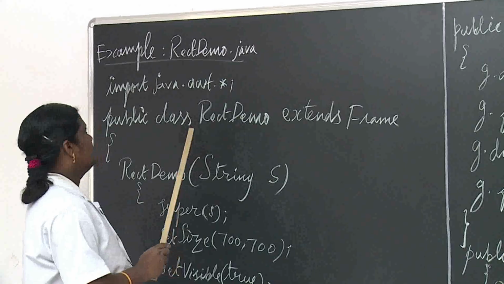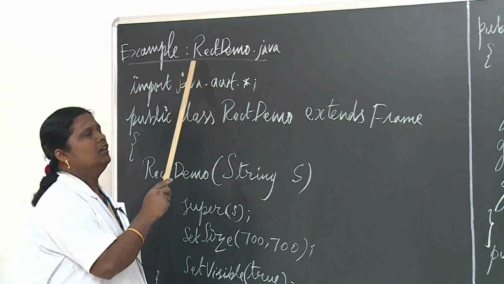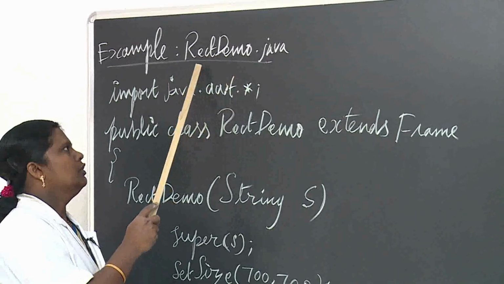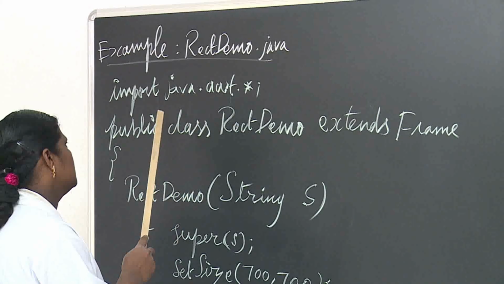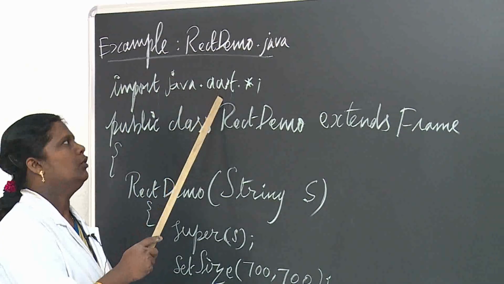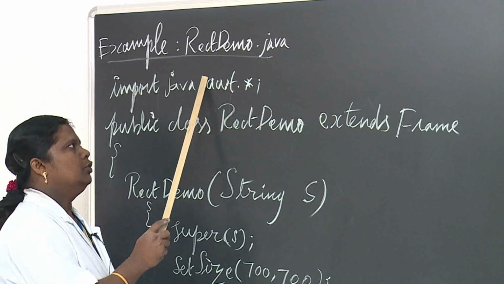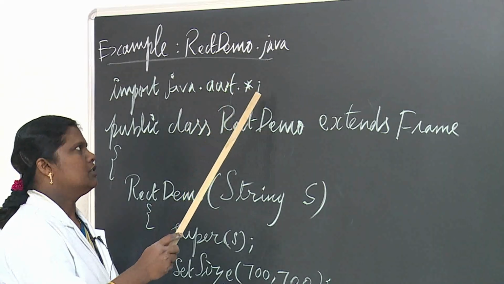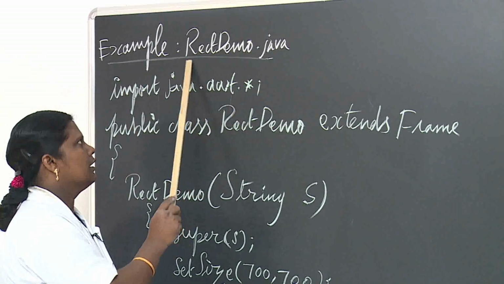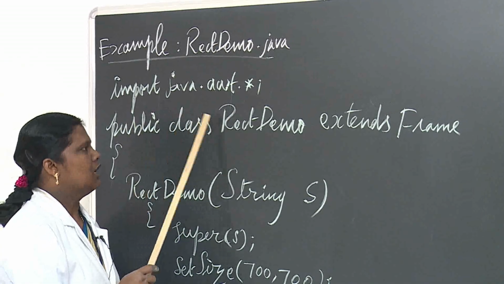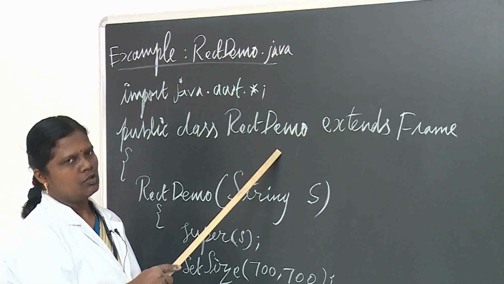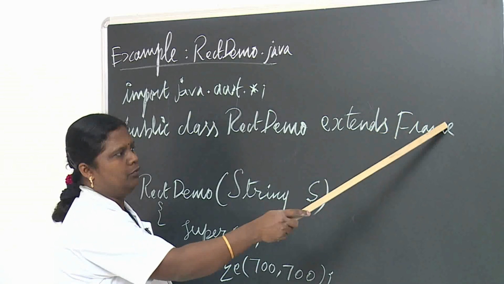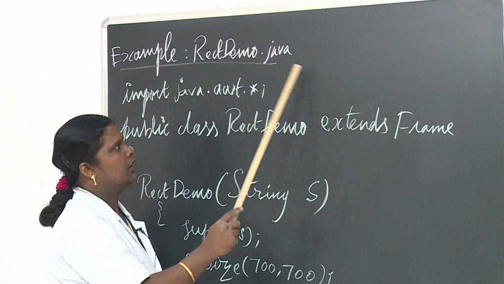This example describes how to draw a 2D rectangle. This program is named RectangleDemo. As usual, the program starts with the import packages. This AWT includes the graphics classes which are used to draw this rectangle. The class starts with its name, RectangleDemo. It is also extended with Frame, because Frame is going to provide the window that holds this rectangle.